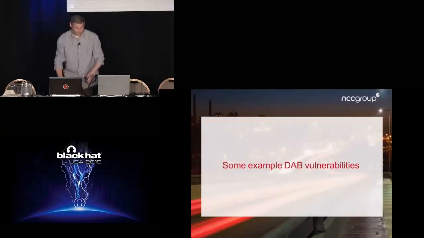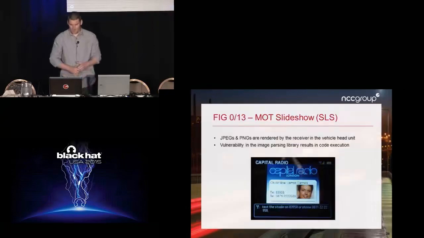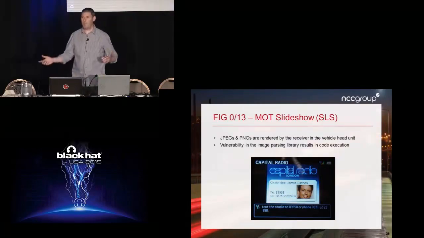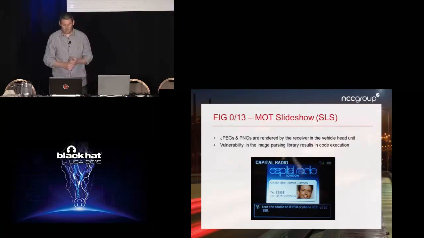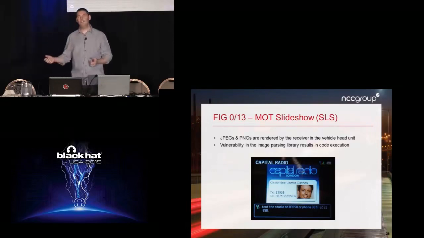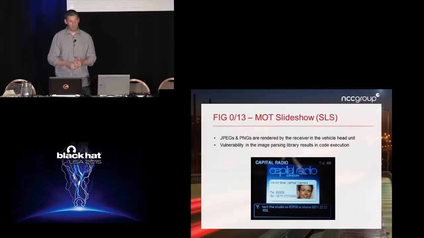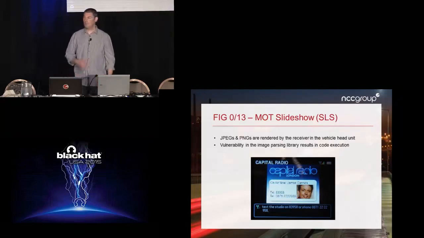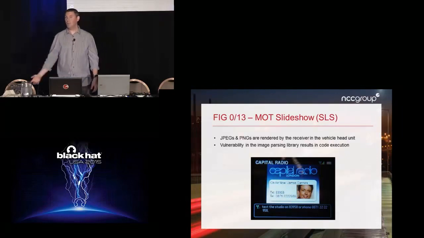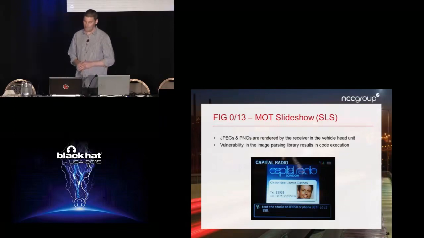So some example DAB vulnerabilities. I've mentioned the MOT slideshow. JPEGs, PNGs need to be rendered by the receiver. There have been plenty of documented vulnerabilities in image processing and parsing libraries. Many of these head units are running operating systems like QNX and Linux and using open source image parsing libraries to process this slideshow data when it gets rendered on the screen.